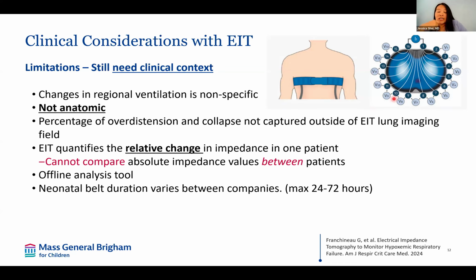If you want to measure overdistension or collapse in a larger patient, you're not going to be able to measure that outside of the region of EIT. So it's regional for older patients compared to younger preterm babies. And EIT quantifies the relative change in impedance in one patient. So you can't compare the absolute values between patients because everybody has a different body mass and different amounts of edema, but this is really great for trends in the same patient.